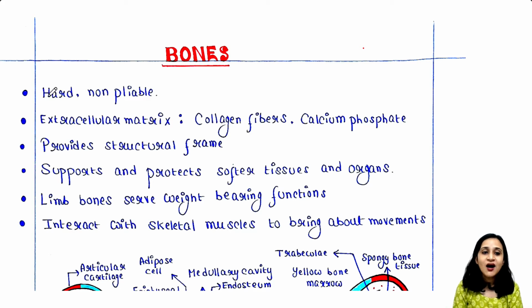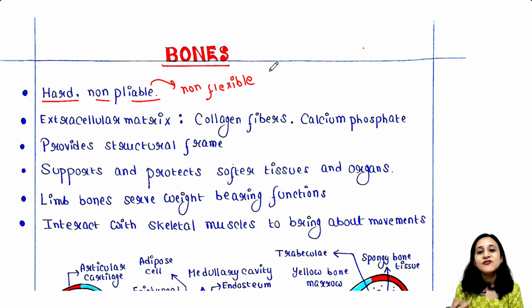So bones are actually hard and non-pliable. Bones are hard, that we all know, and non-pliable means these are non-flexible. Because if you want to bend the bones, can you? You can't. So bones are not flexible. Whereas in case of cartilages, we have seen cartilages are flexible. They are pliable, but bones are non-pliable.